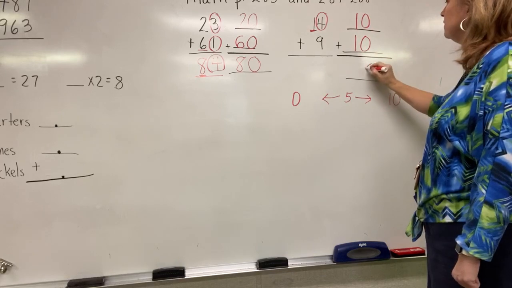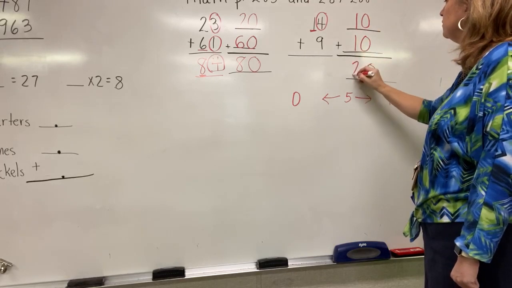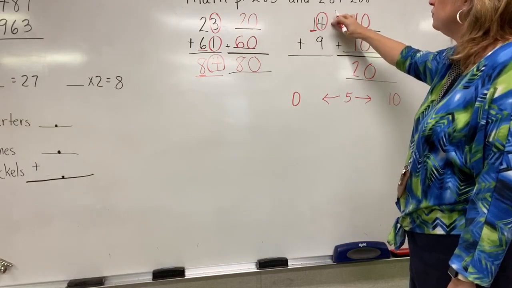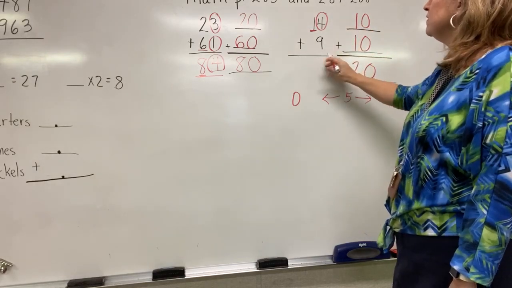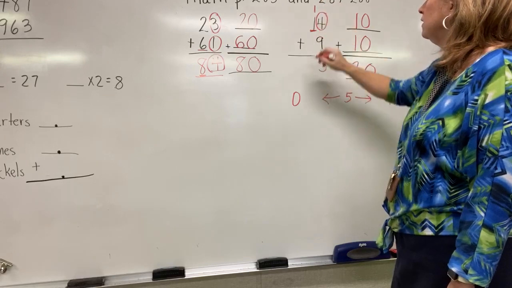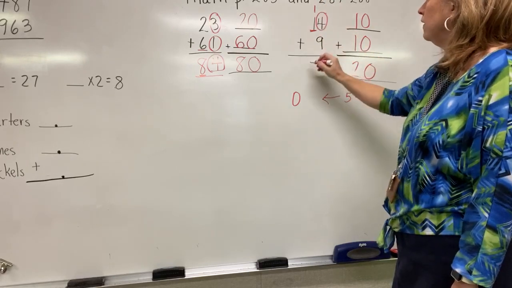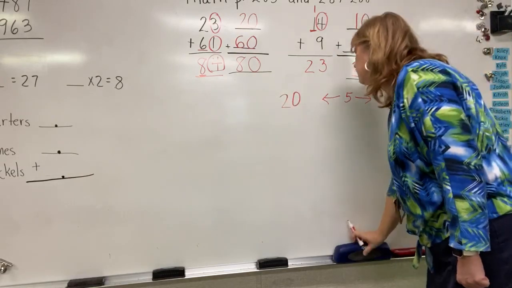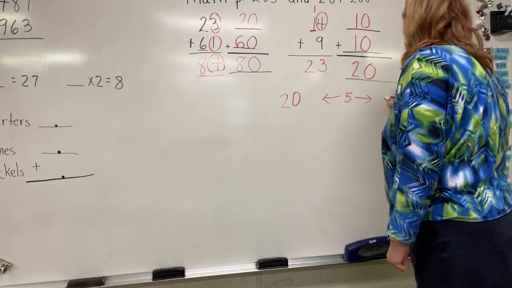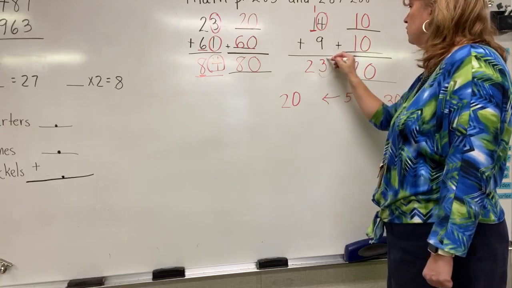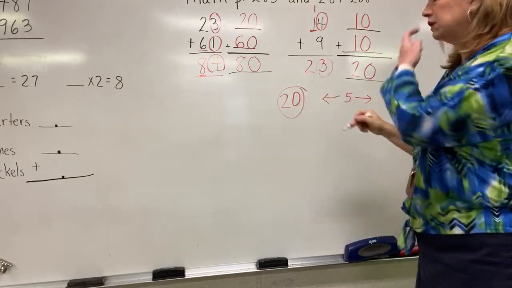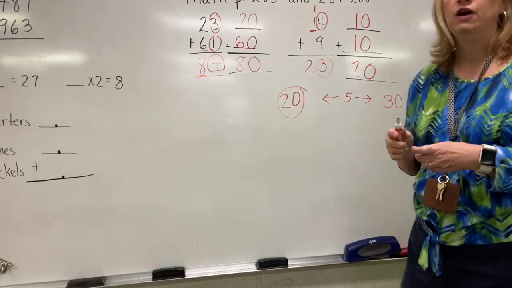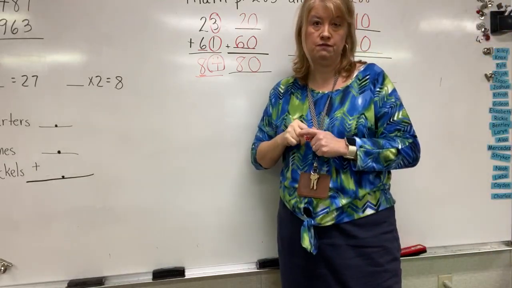0 plus 0 is 0. 1 plus 1 is 2. So the estimated answer is 20. Let's check: 4 plus 9 is 13. Carry your 1, and that would be 2. And then we would do 20 and 30. 3 would be less than 5, so we would round it to a 20. And that's a reminder of how to do estimation.